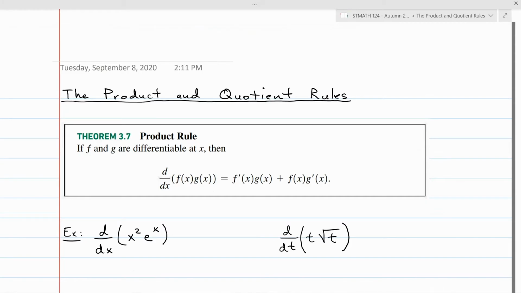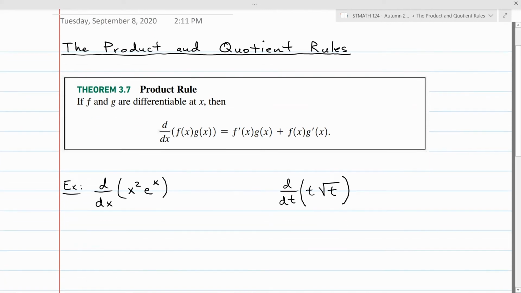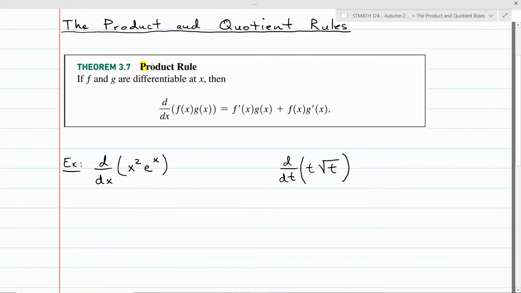Hello again. For today's lesson, we're going to talk about two rules that we use to help us compute derivatives when functions are multiplied together or divided into one another. Of course, they're the product and the quotient rules. So let's get right to it. For the product rule, we have two separate differentiable functions, f and g, and we want to compute the derivative of their product. Then the derivative of the product obeys this formula right here.